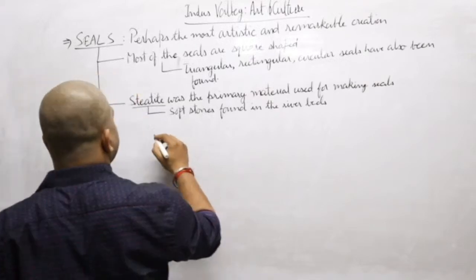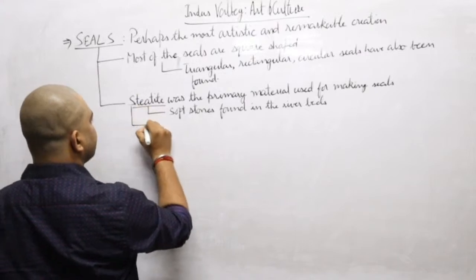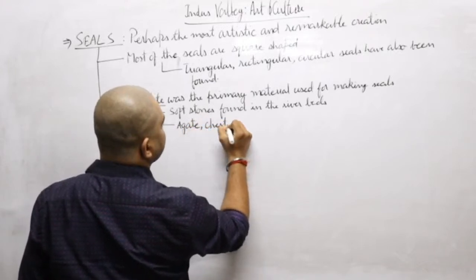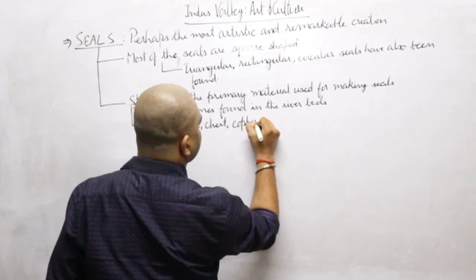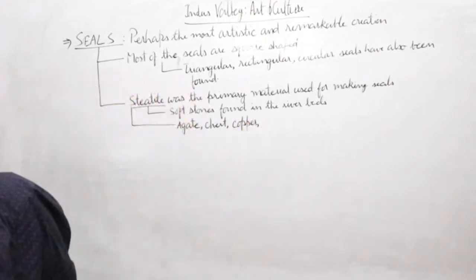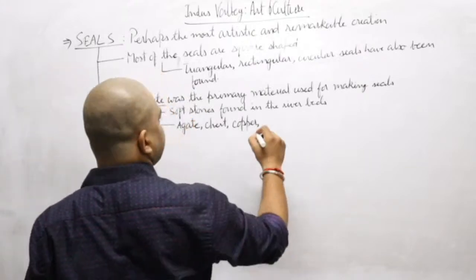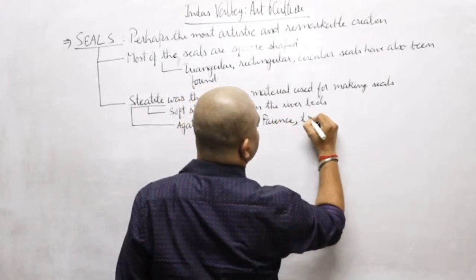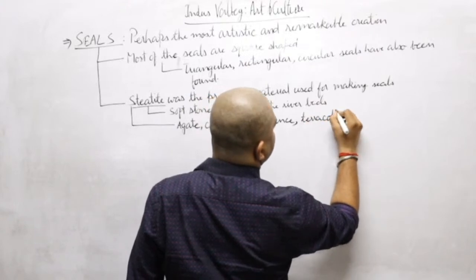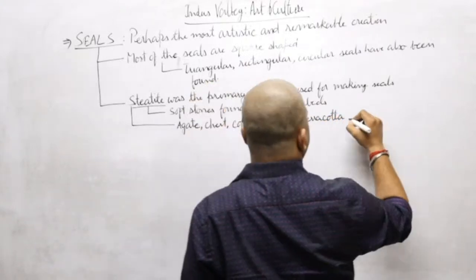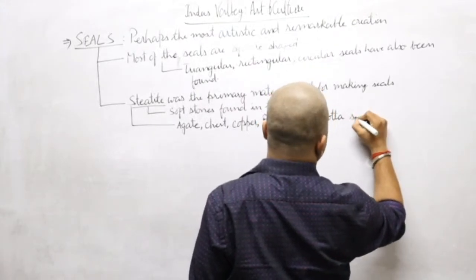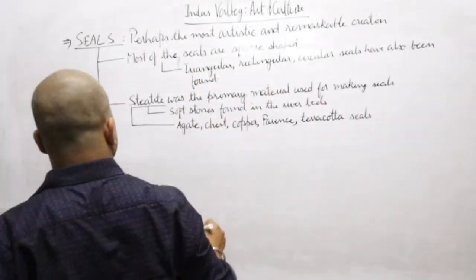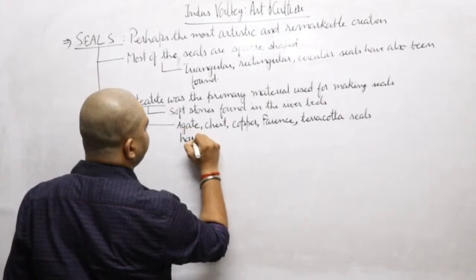However, seals made up of agate, chert, copper, faience, terracotta, they have also been found.